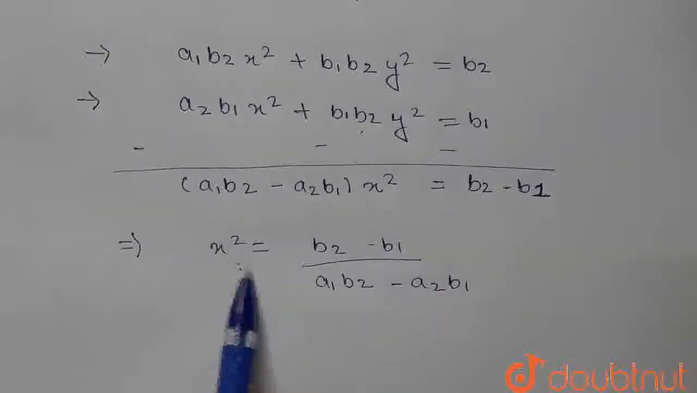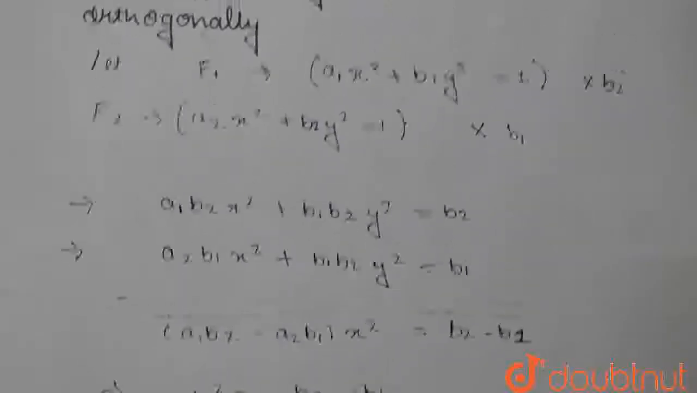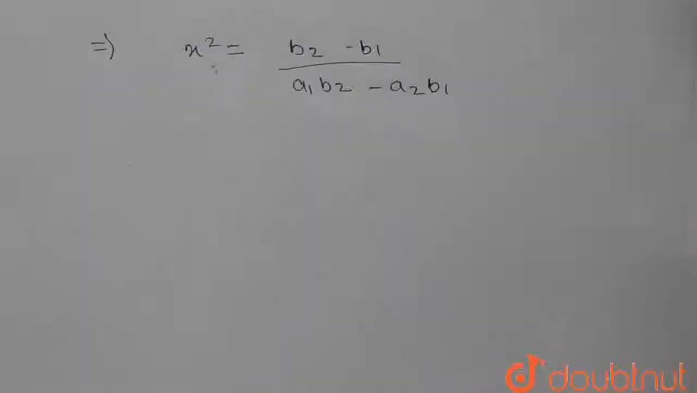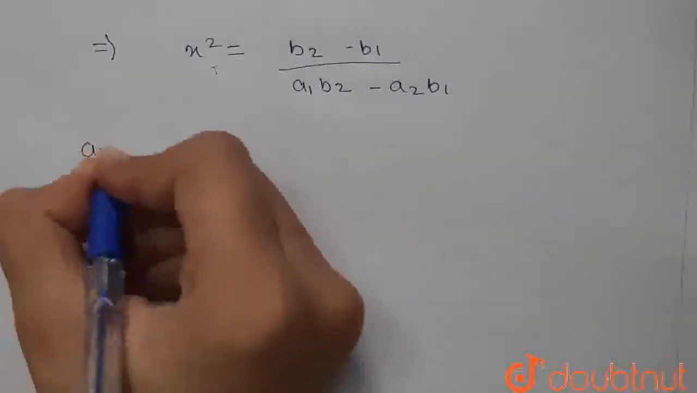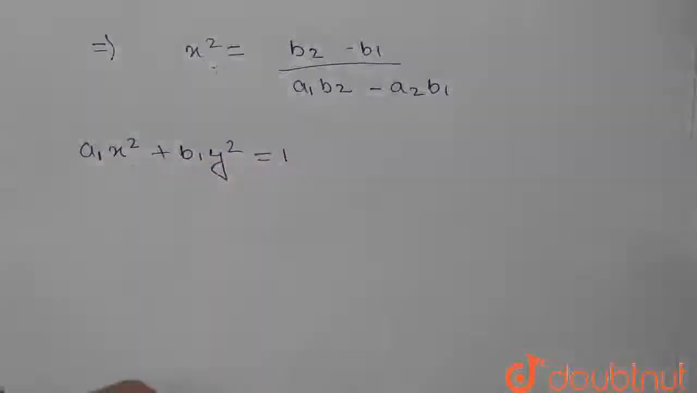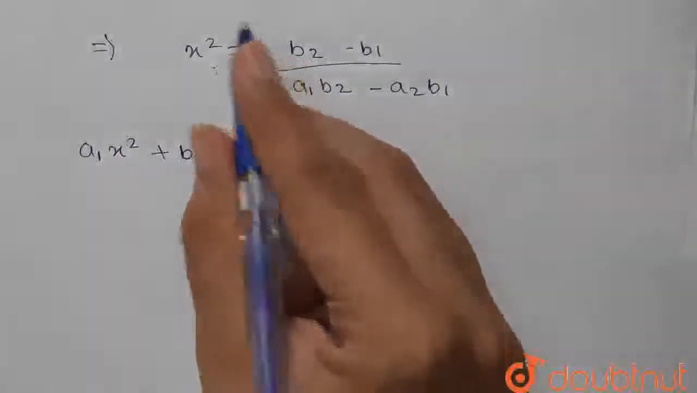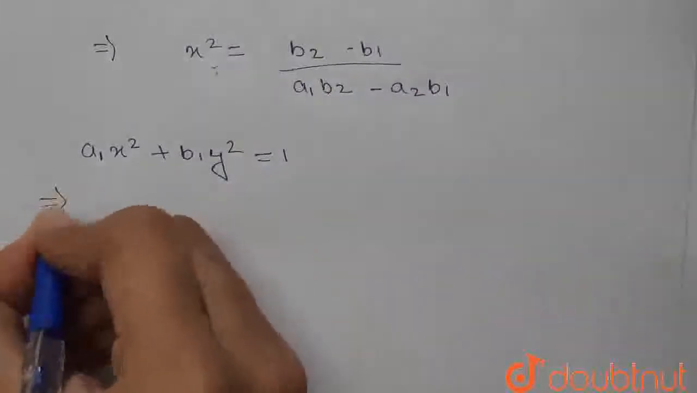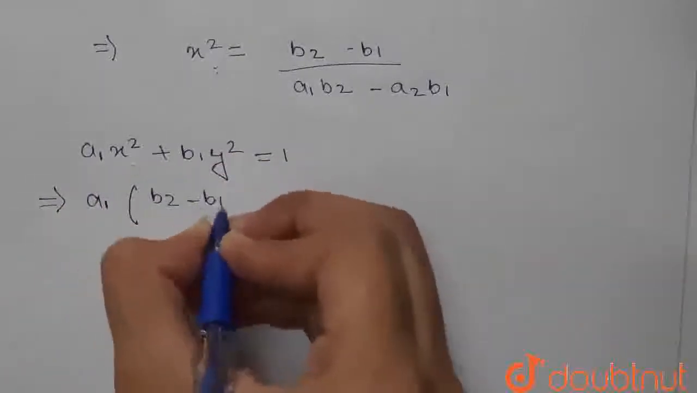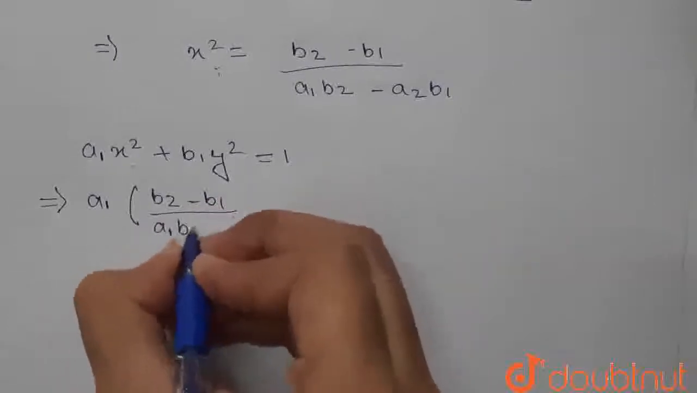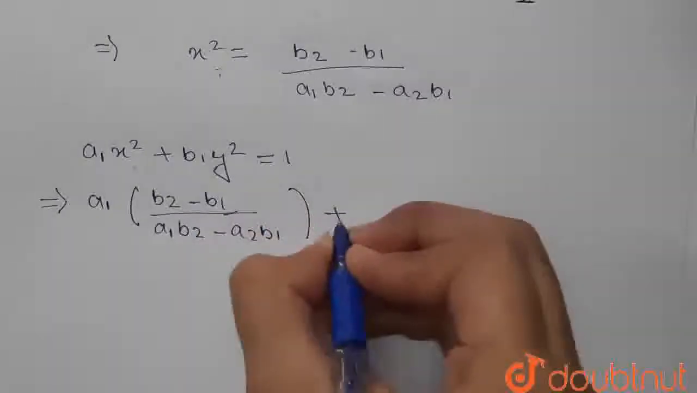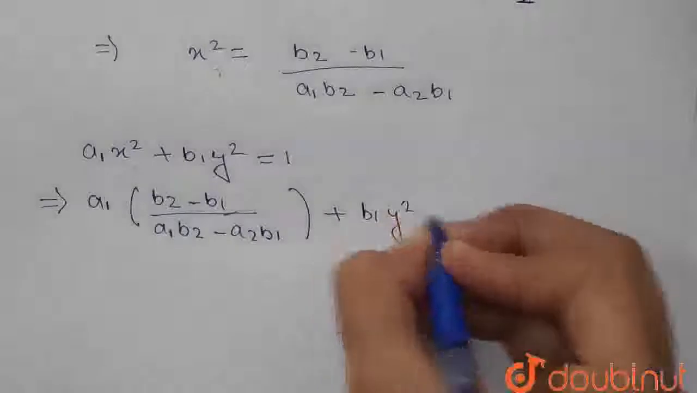Now in order to get the value for y square, in the E1 equation we will put the value of x square. The E1 equation is a1 x square plus b1 y square is equal to 1. So if I put this x square here, this will become a1 into b2 minus b1 upon a1 b2 minus a2 b1, plus b1 y square is equal to 1.